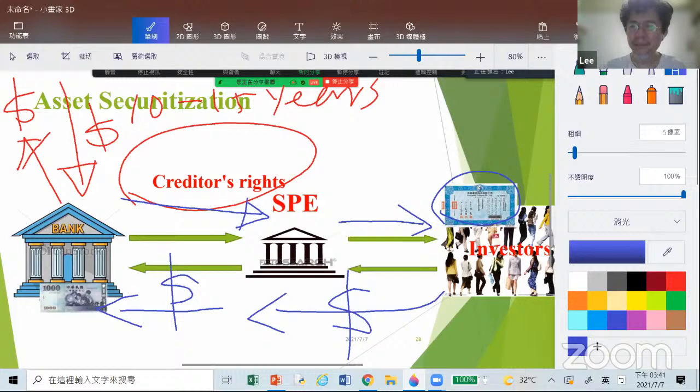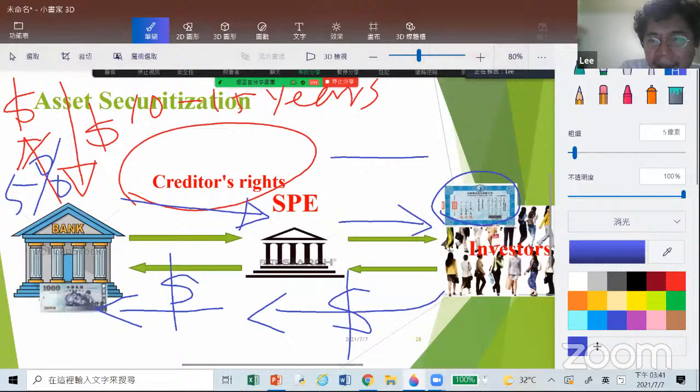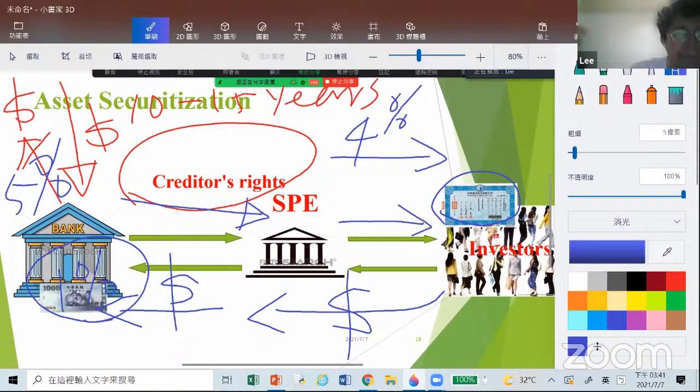So the money is now back to the bank. In the beginning, the bank lent the money to the household and charged the family maybe 5%. But when they design the new certificate and sell it to the investors, they pay the investors maybe 4%. So the bank earns 1% and has already got all the money back.